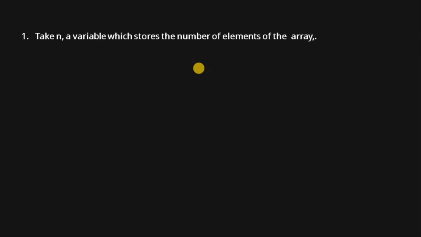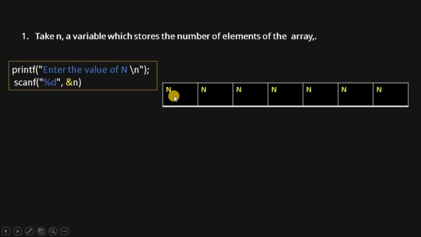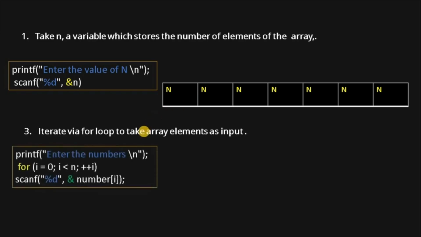Here we will take an n variable which stores the number of elements of the array. So let's write this program. Here I have written printf to enter the value of n, and scanf %d and n. So I took a value of n, that is how many elements there are in the array. After that, I made an array of size n which will ask the user for the numbers. So I will iterate the loop to take the array elements as input. For taking the input, I have written enter the numbers, for i equals 0, i less than n, and i plus plus.